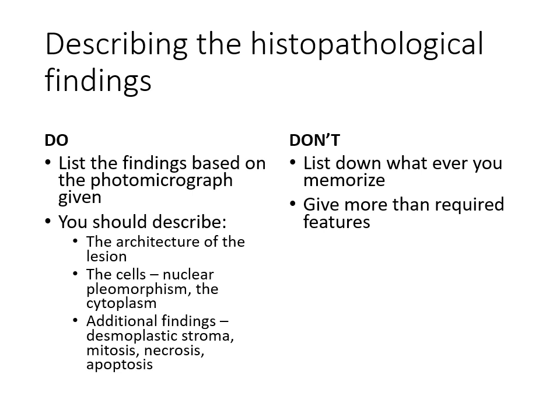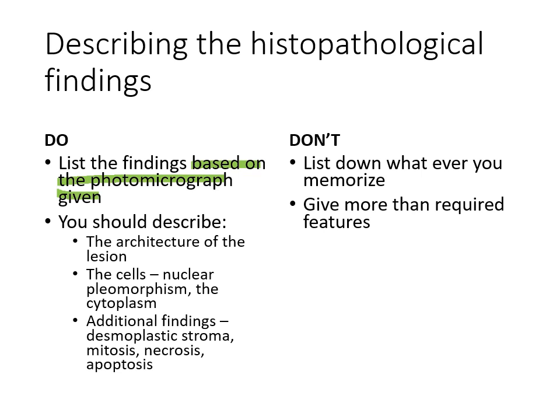What you need to do is to list the findings based on the photomicrograph given. Whatever you find in the photomicrograph, you should describe it. So how do you describe it? Usually, in a pathology description, you need to describe the architecture of the lesion or the tumor cells first. So maybe you can say this tumor is forming glands, or this tumor is a solid kind of tumor arranged in solid sheets, or nests, or clusters of cells.